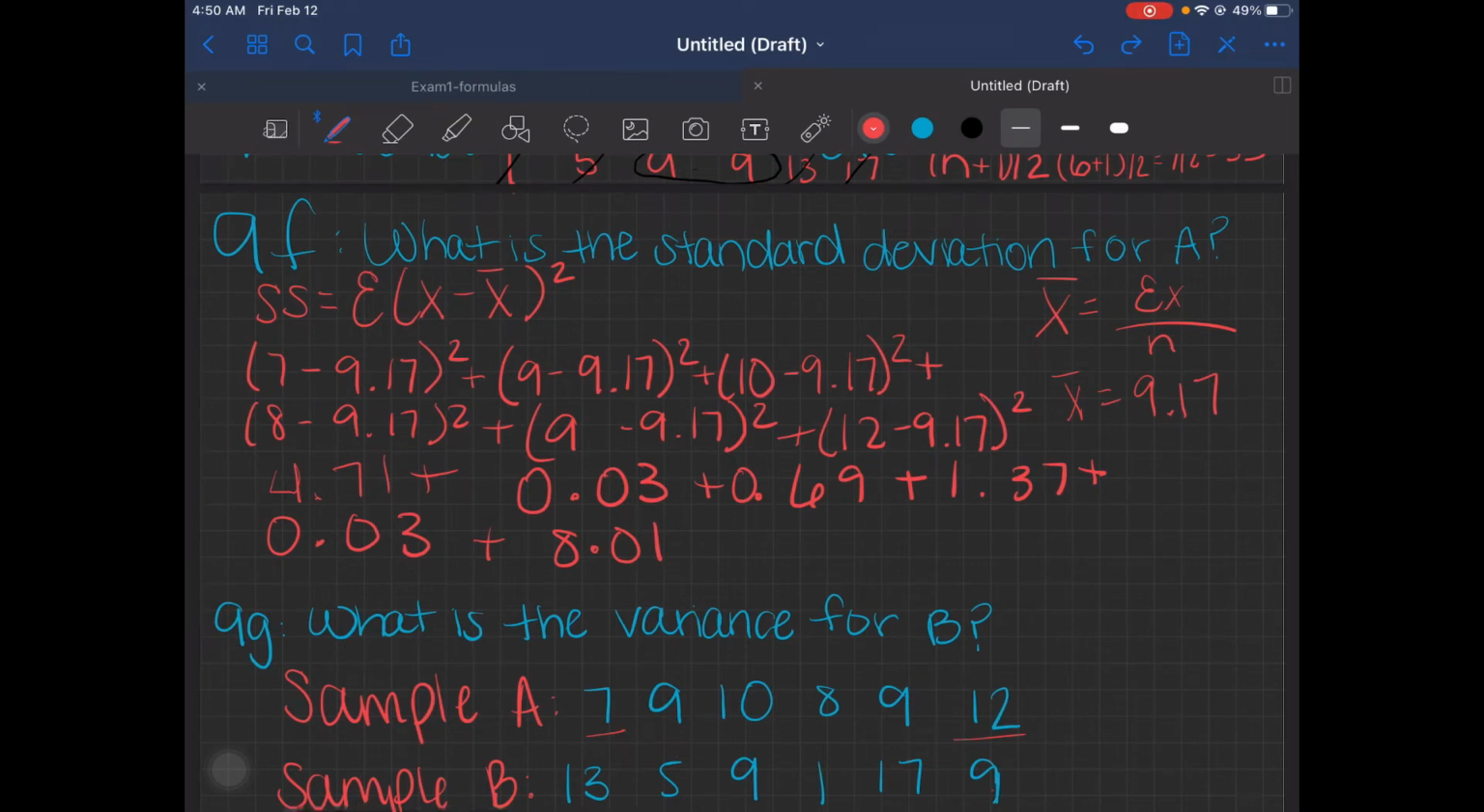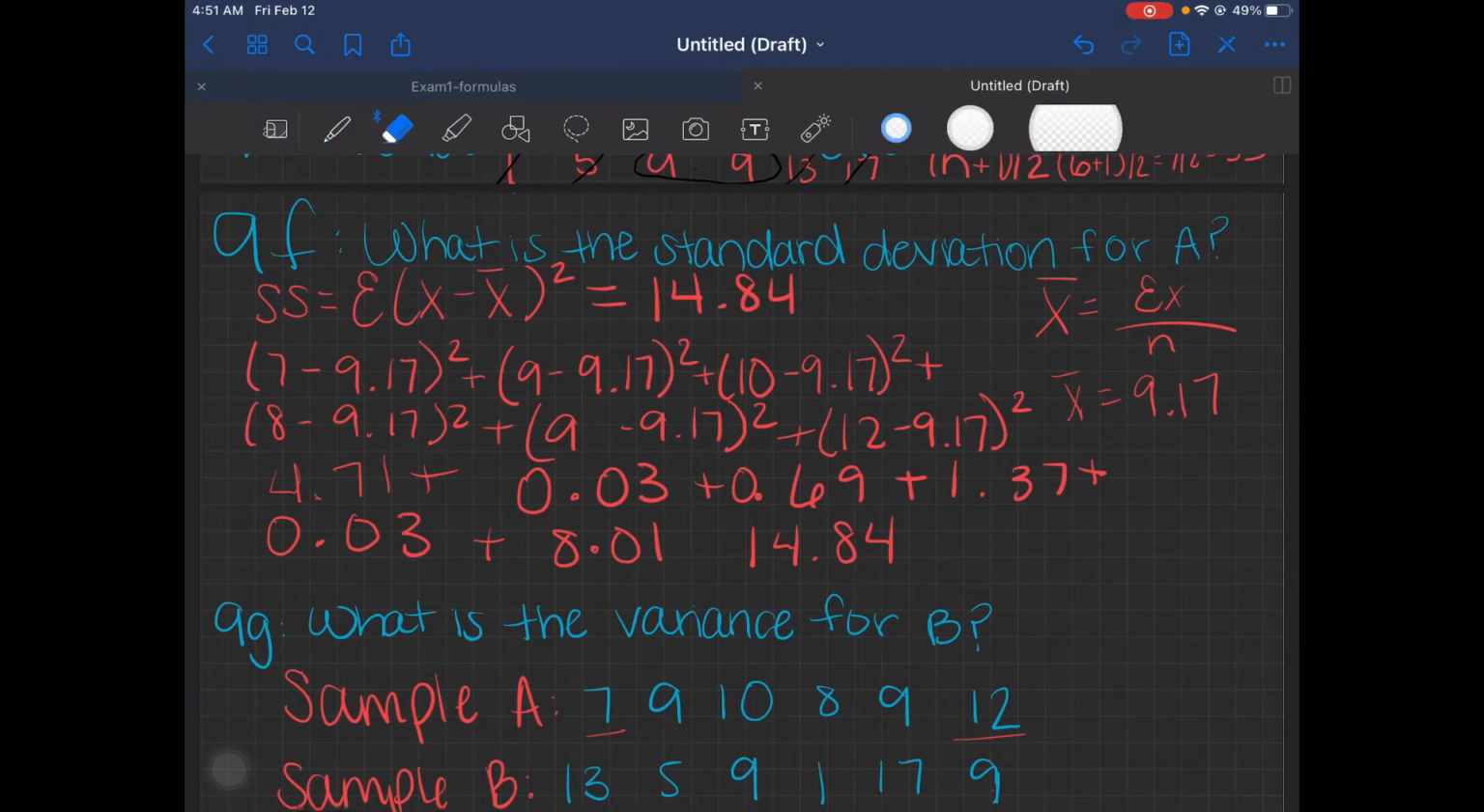So now I'm going to add up each of these. I'm going to do 4.71 plus 0.03 plus 0.69 plus 1.37 plus 0.03 plus 8.01. So that is 14.84. So that is our sum of squares, 14.84.